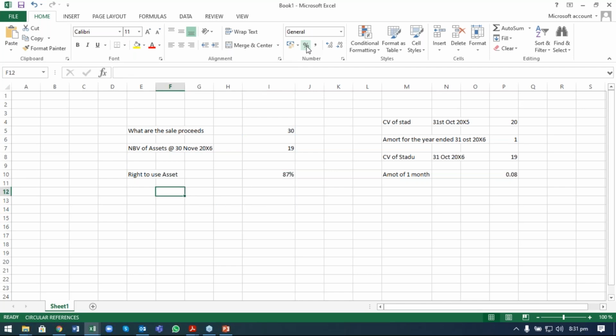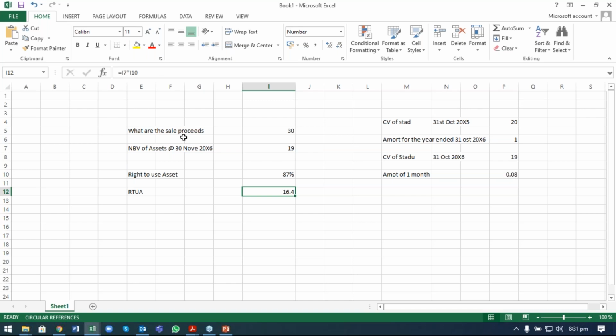So how much is the right to use asset? Right to use asset equals, you have retained 87% of this 19 million, which is 16.3098 million. Is it clear to everyone? Or 16.4 million. In short, I'm saying 16.4 million.